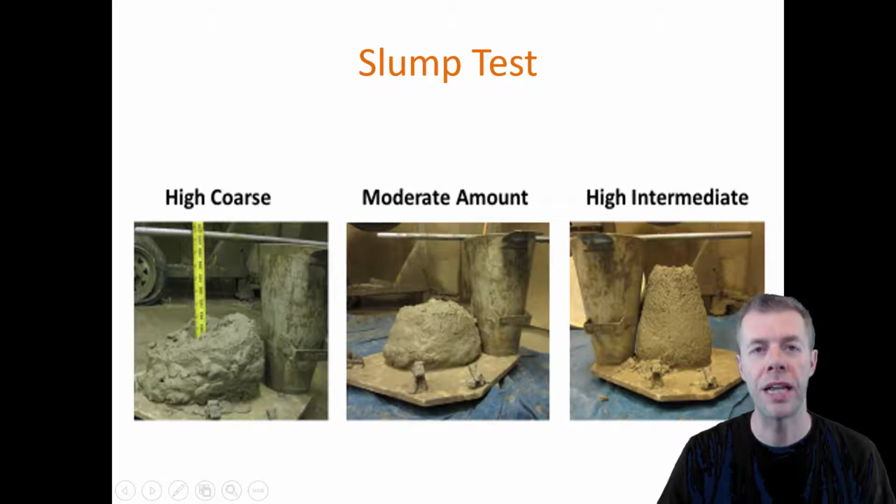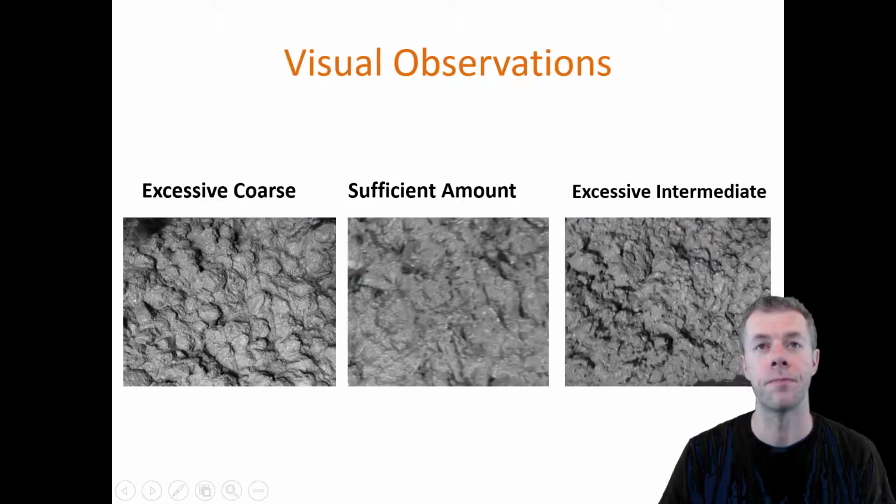Here's what the slump test data looked like. When we had high coarse aggregate, it just didn't look right. It wasn't cohesive. It started to segregate. It was a problem. When we got high intermediate, the mix got very, very low slump. And right in the middle, it was just right.